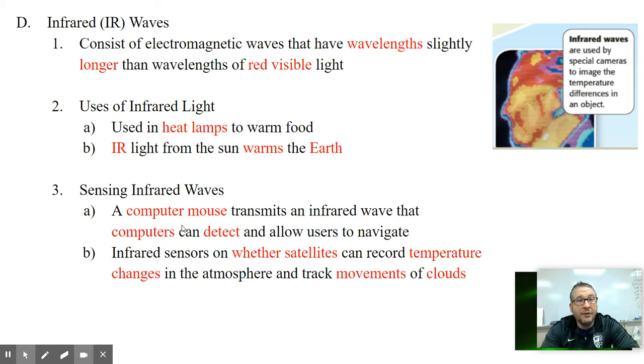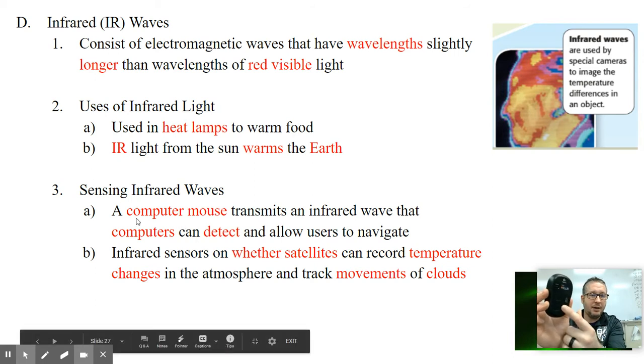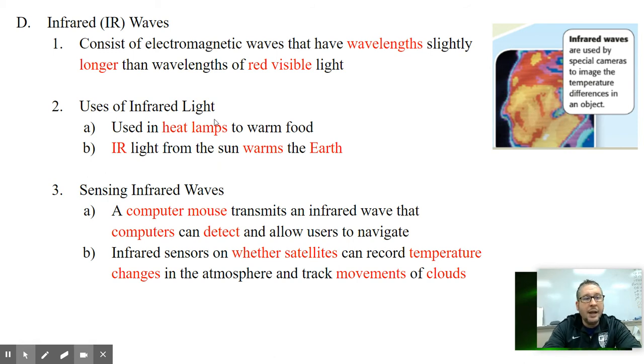A computer mouse, kind of like what I'm using here. I don't know if you can see. Come on, this mouse doesn't want to do it. But right here, we use a little infrared wave that is then detected and transmitted to help us navigate, or just move my mouse around like this.